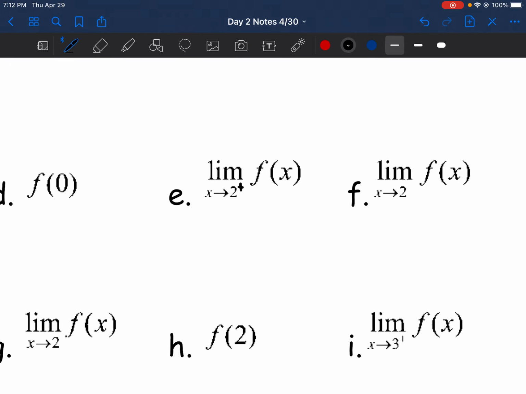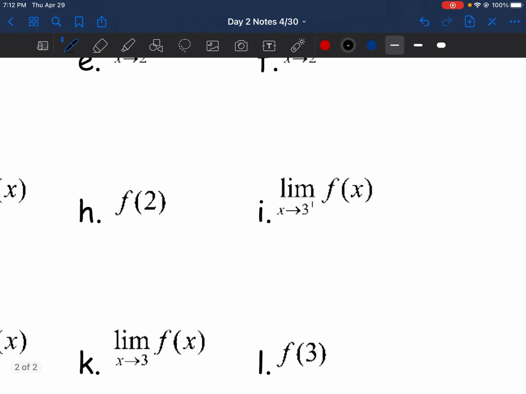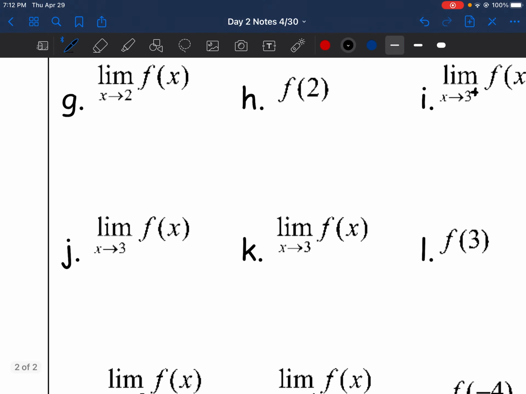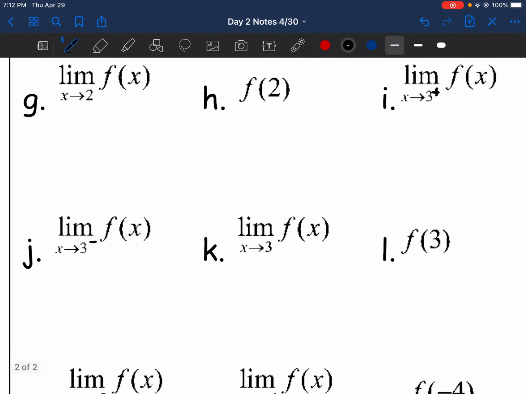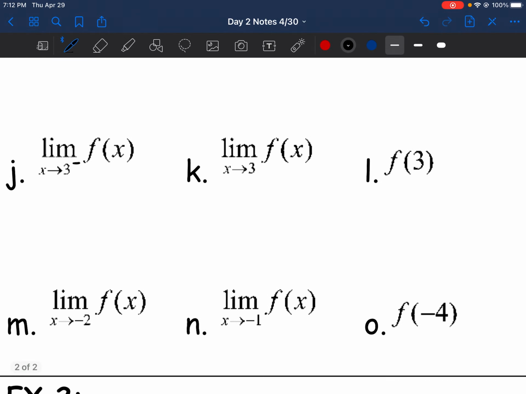Let's make e a right-sided limit. Let's make f a left-sided limit. G will just be the overall limit. Let's make I right-sided limit. Let's make j a left-sided limit. K will just do the overall limit. And I think that's pretty good for those.